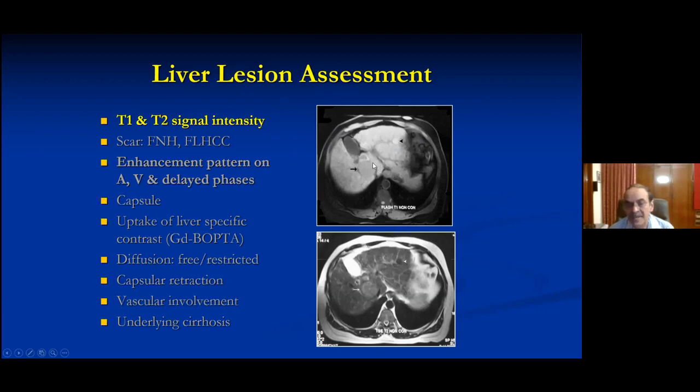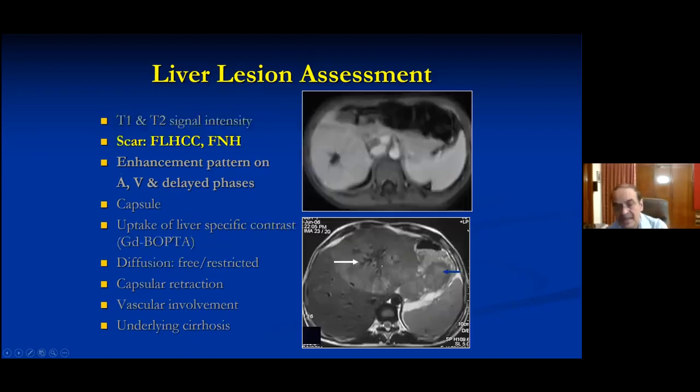On the other hand, notice this subtle lesion in the caudate lobe of the liver adjacent to the IVC. This is T1 dark, but T2 mildly bright. This is the lesion we are more worried about because it is suspicious for a hepatocellular carcinoma in a cirrhotic liver. Presence of a scar within the lesion helps you to narrow down your differential diagnosis.